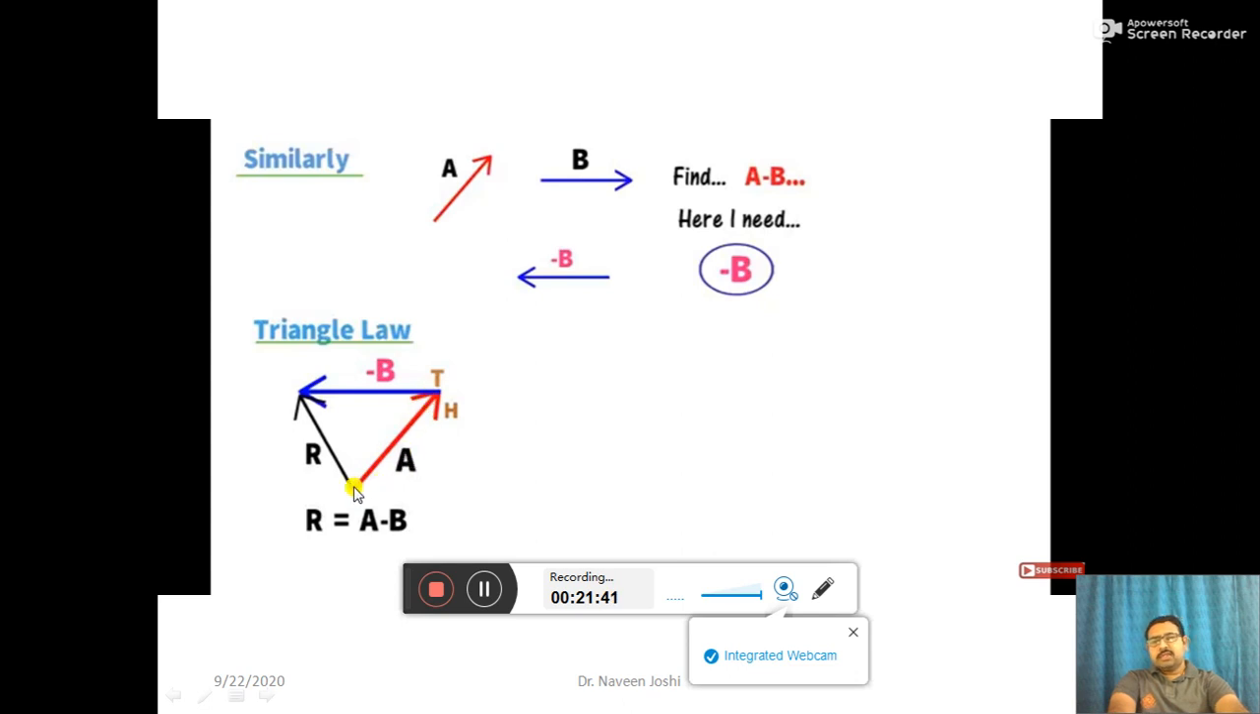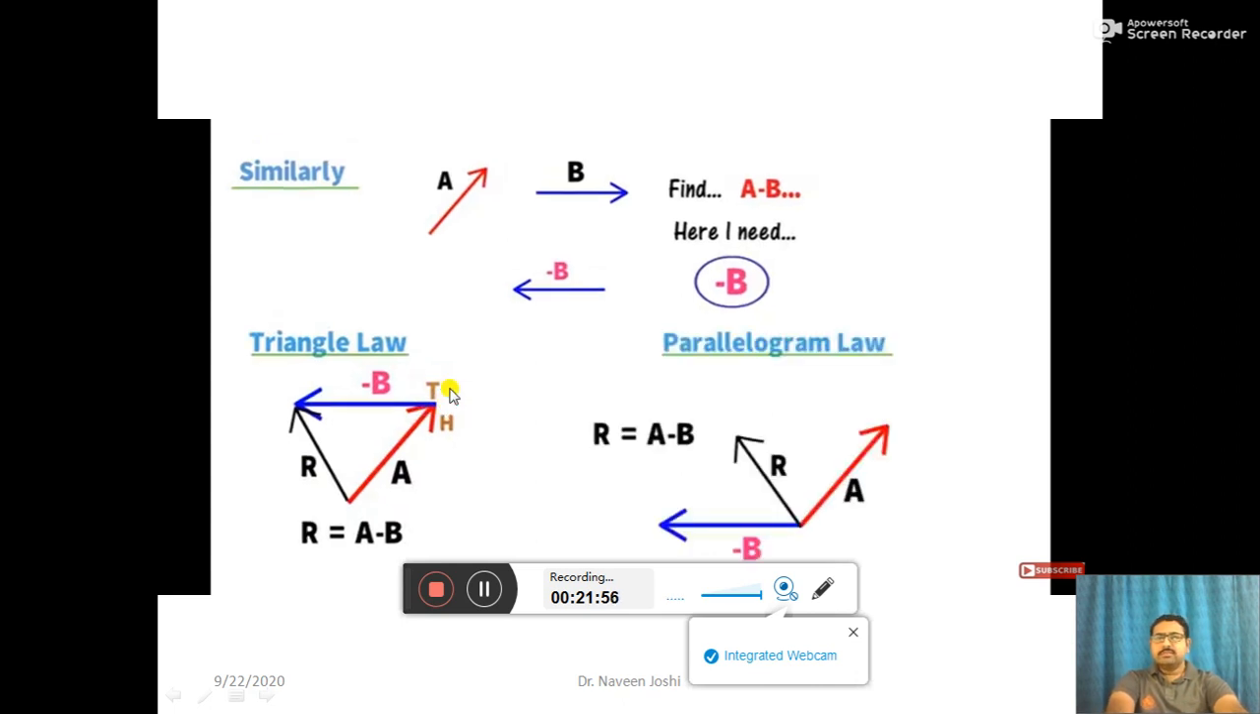Then the resultant vector is shown by R. So R equals A minus B. So you are not directly adding vector B. Instead of vector B you are using the negative of vector B. Okay, that is the concept here.